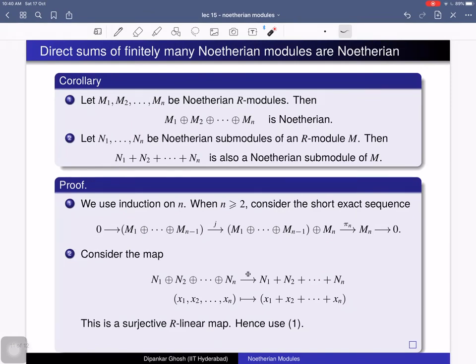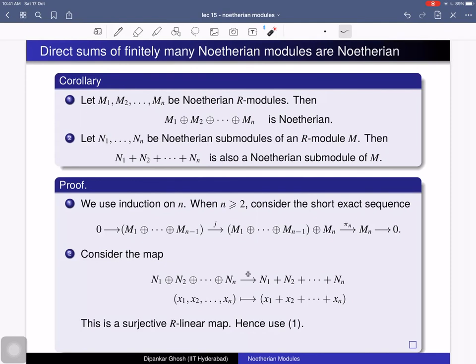So here is the corollary. This corollary says how Noetherianness behaves when we consider a direct sum, or when we consider the usual sum. It is saying that if you consider Noetherian R modules, let's say M1, M2, up to M sub n, these are Noetherian R modules, then if you consider their direct sum, then that is also a Noetherian R module.